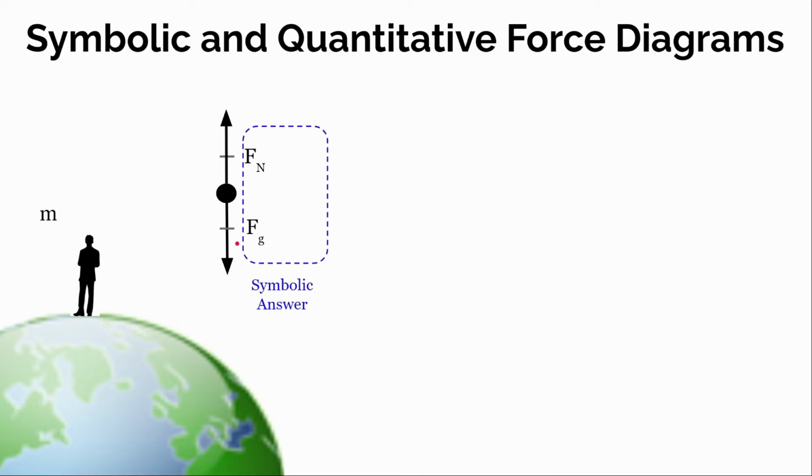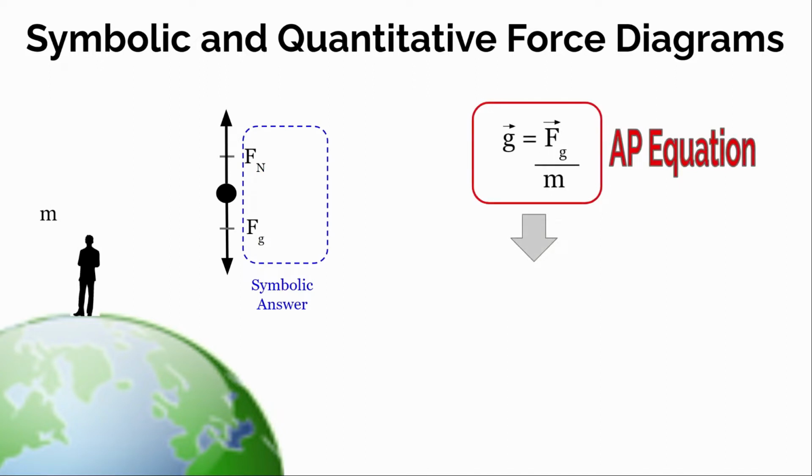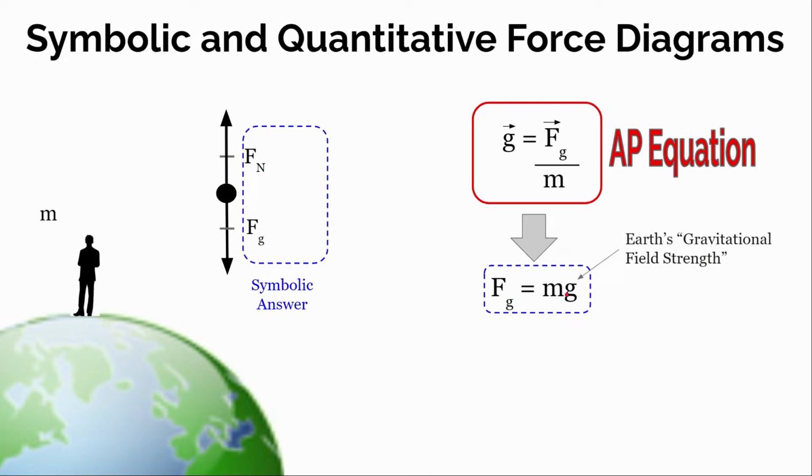Let's first come up with a symbolic solution for how big the force of gravity is and how big the normal force is. In our Force of the Earth lab, we learned the relationship between the force of gravity on an object and its mass and the gravitational field strength of the planet that the object is on. This is what it looked like in our lab. We found out that the force of gravity on any object was equal to the object's mass times the gravitational field strength of the planet. So the symbolic answer for the size of the gravitational force is just m times g, the mass of the person, in this case, times the gravitational field strength of the earth.